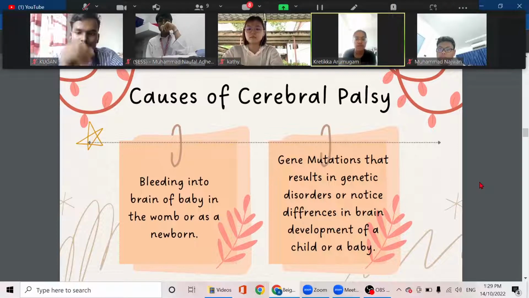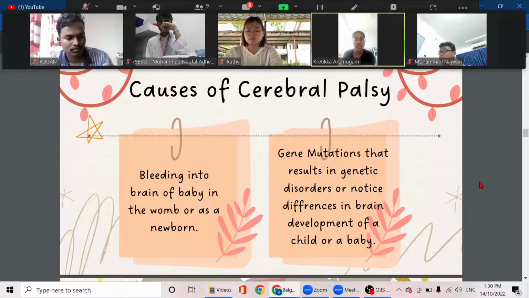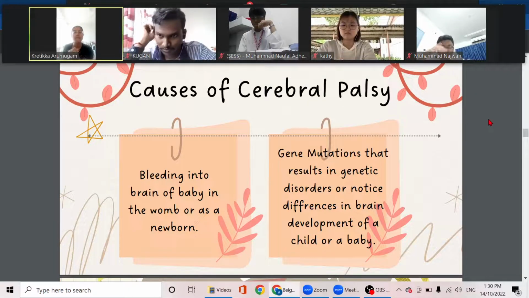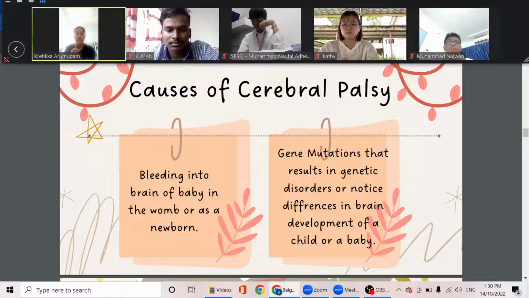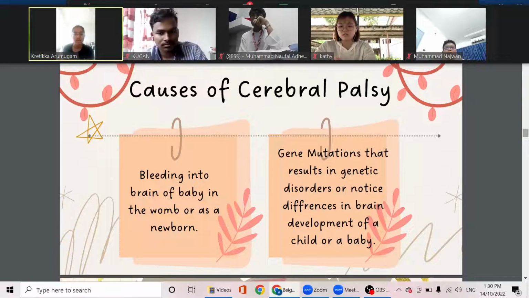The third cause is bleeding into the brain of the baby in the womb or as a newborn. This usually happens when the mother of the baby is injured or she got hit somewhere. The accident which happened to her can affect the baby as well. Whatever accident she goes through, the baby will go through as well. So the bleeding into the baby's brain will cause cerebral palsy, and it will stop the development of the brain of the baby.